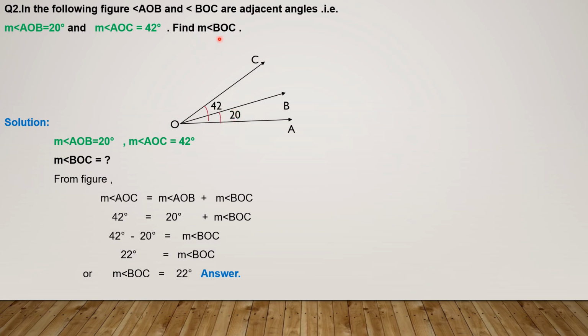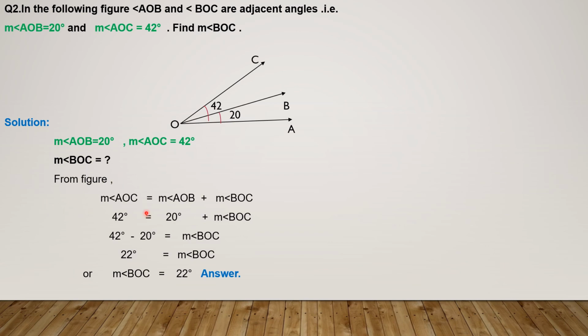Now question is find angle BOC. This big angle is given to you, this small angle is given to you, and you have to find the remaining angle, that is angle BOC. Let's start the solution. First of all, we will write the given information. Given information is angle AOB is 20 degree, angle AOC is 42 degree, find angle BOC.